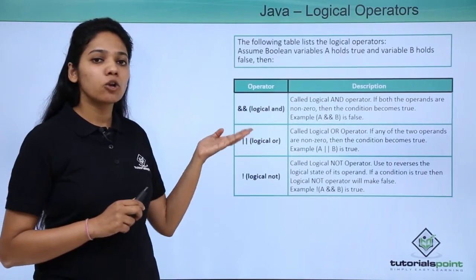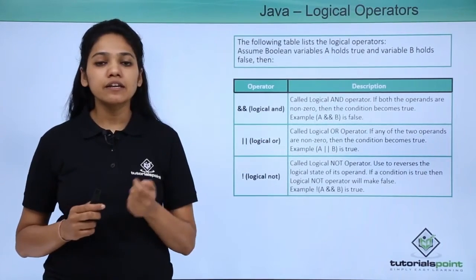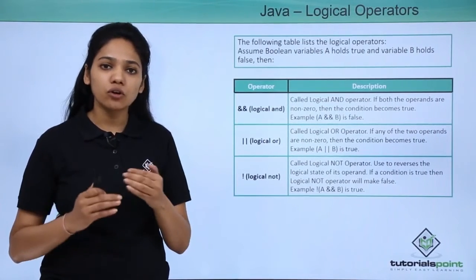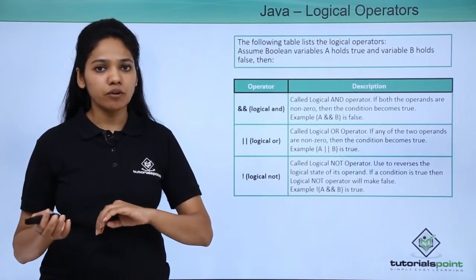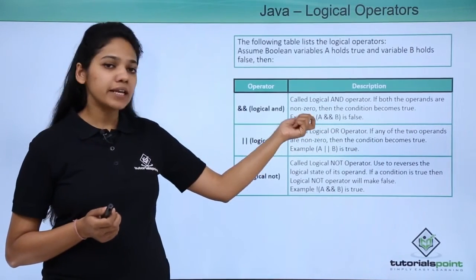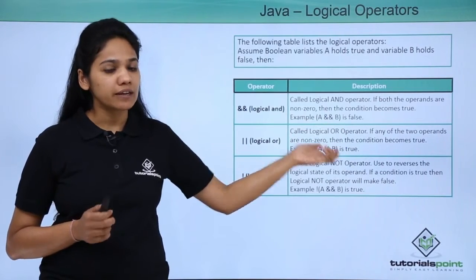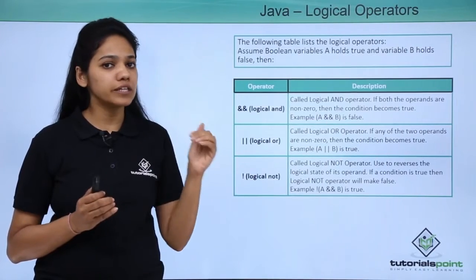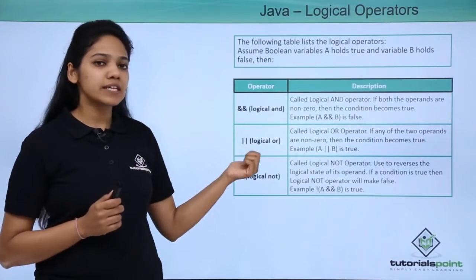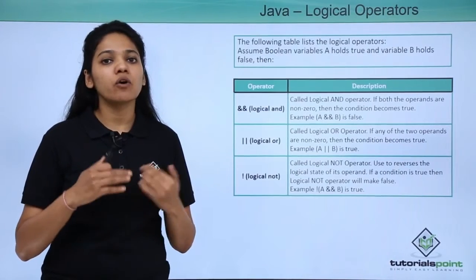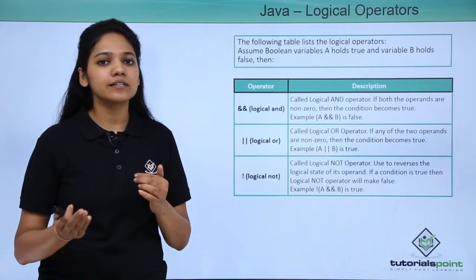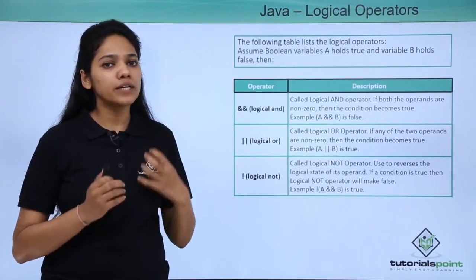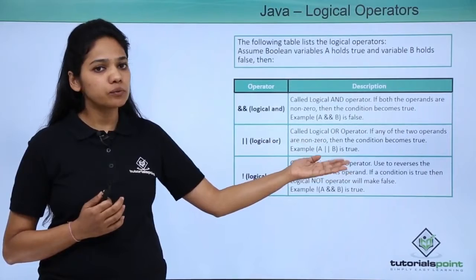The first one is the logical AND operator. It says that if both the operands have a non-zero value, then the result will be true. For example, A is 10 and B is also 10. Then what will be the value? So you need to provide a condition for each of these operators. The next one is logical OR. If any of them holds a non-zero value, then the resulting value will be true. Either A or B, anyone holding a true value, the resulting value will be true.